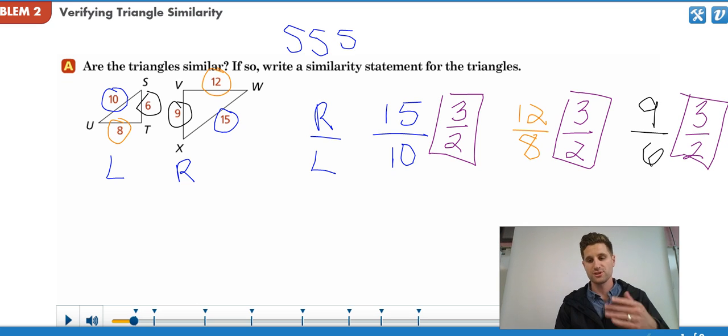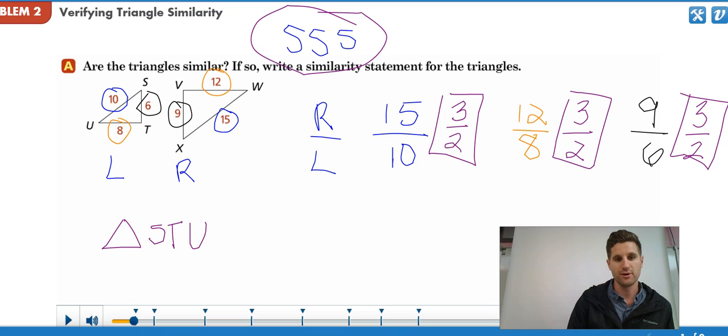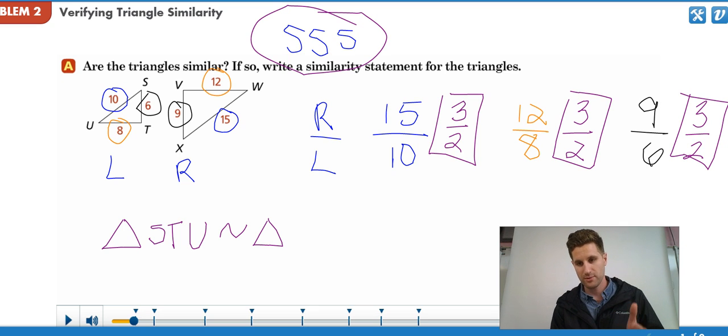So they're all proportional, so I know I have side, side, side. And we can say these triangles are similar, so I'm going to do STU is similar to triangle. And now this is the tricky part. We want to make sure we put this in the correct order.